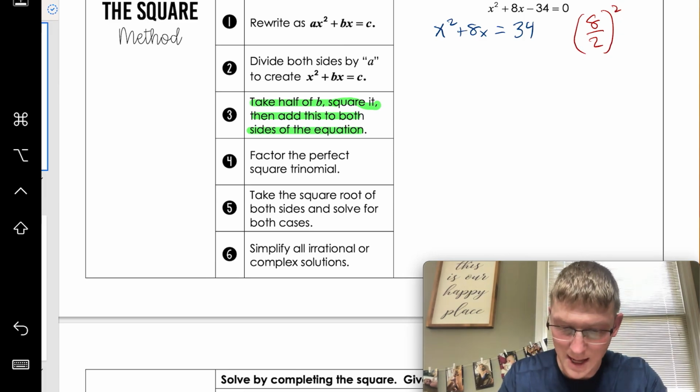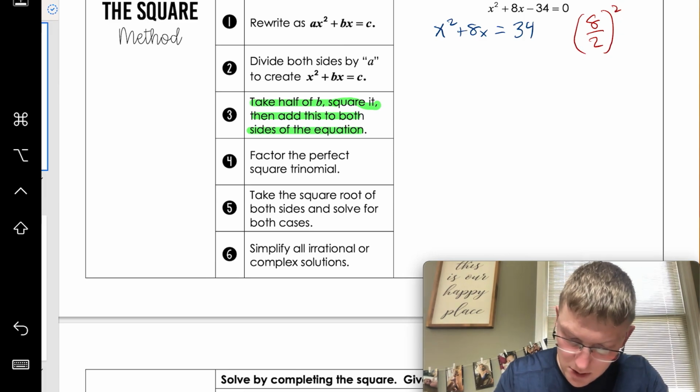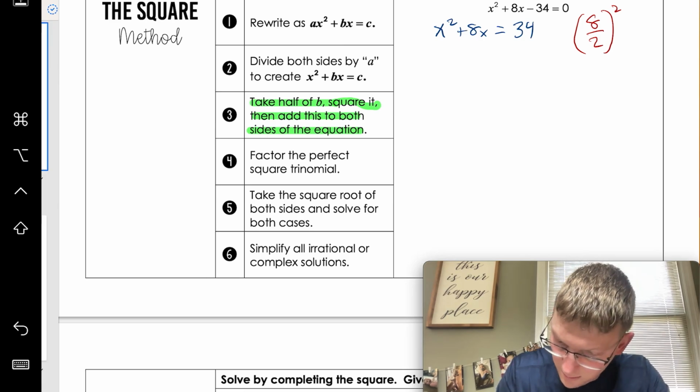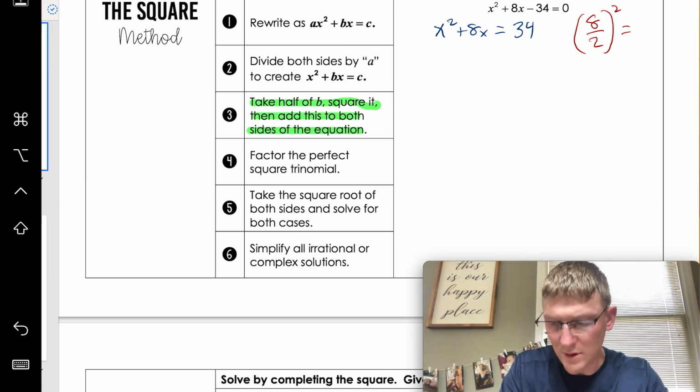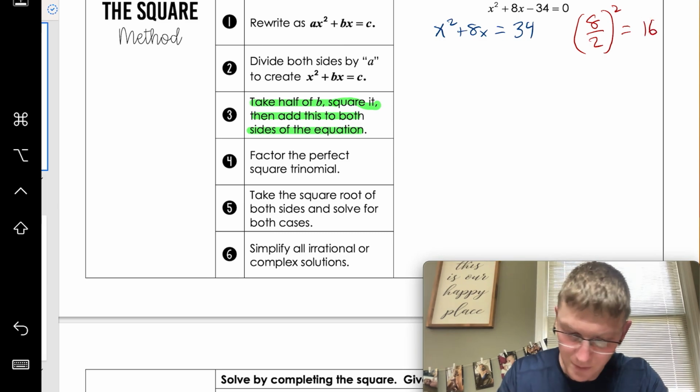And that's what we're going to add to both sides. So let's see here. That equals 8 divided by 2 is 4. 4 times 4 is 16. Okay, so that's going to be our number that we add to both sides.